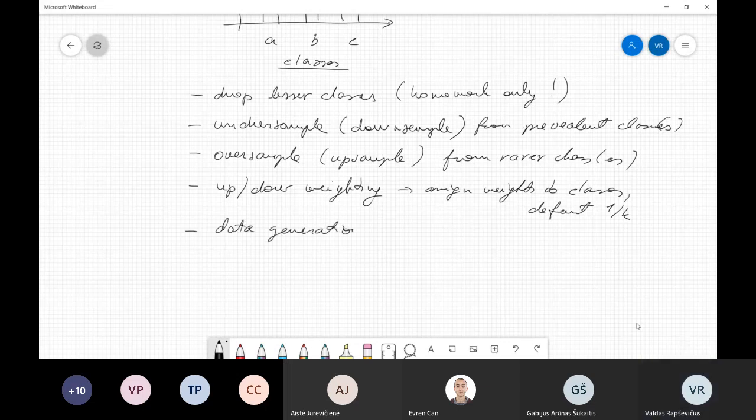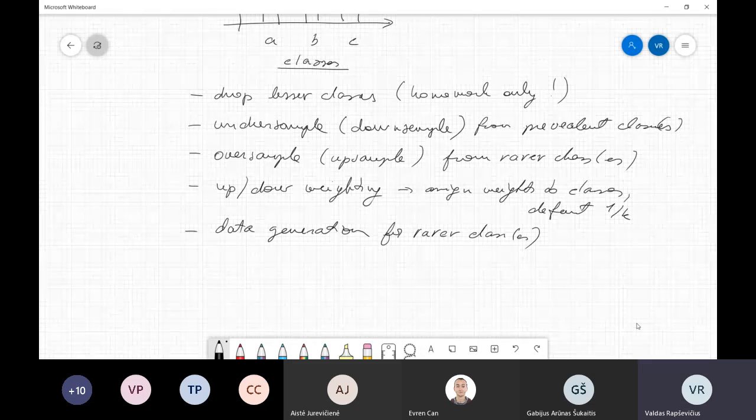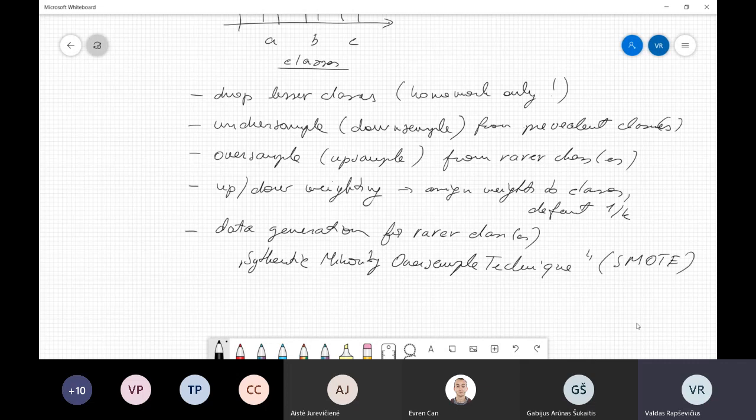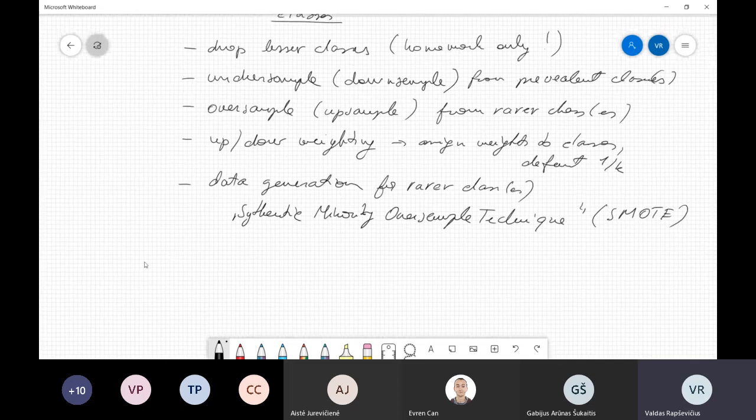And the other possibility is to generate data. For rarer classes, you can generate some data for the classes that lack samples. The most popular algorithm, which you can find in scikit-learn, is called the Synthetic Minority Oversampling Technique, in short, SMOTE. You can find it in the library, and you throw in the data, and it will generate some additional data items.